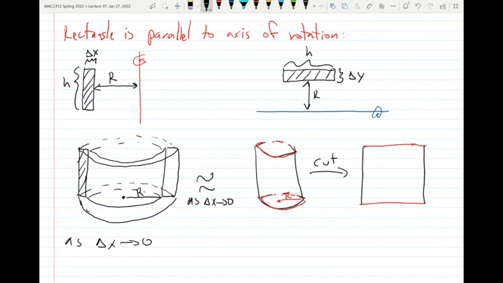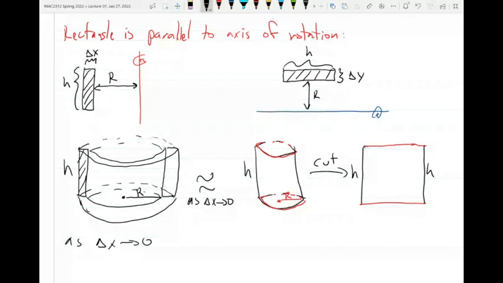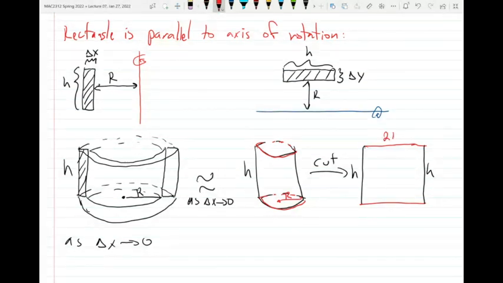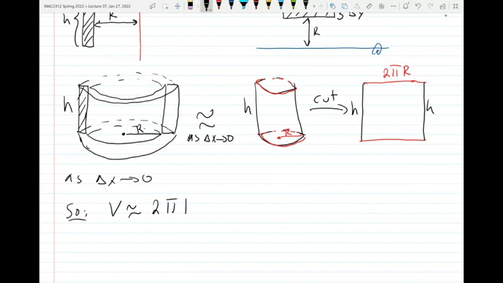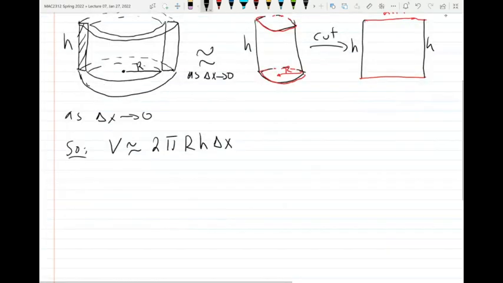Now, how do we calculate the area? We need to know the red. The black is easy. What's the black? The black was h, right? What's the red? The circumference of the circle. Very good. Which is 2 pi r. So what's the volume? So the volume can be approximated by 2 pi times r times h times the thickness, which would be either delta x or delta y, depending on your variable.